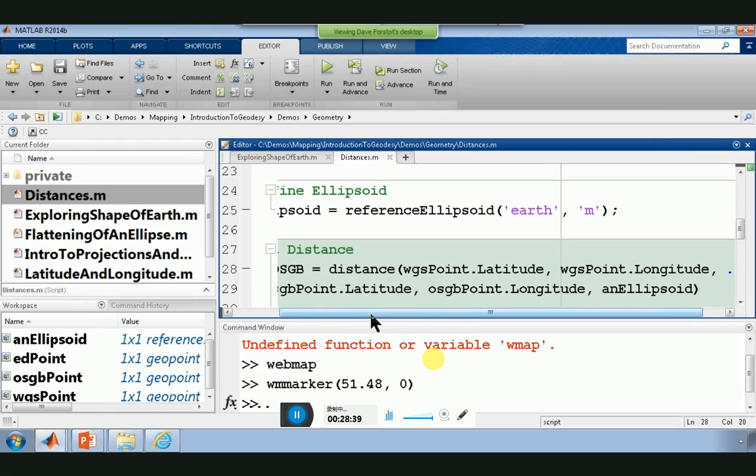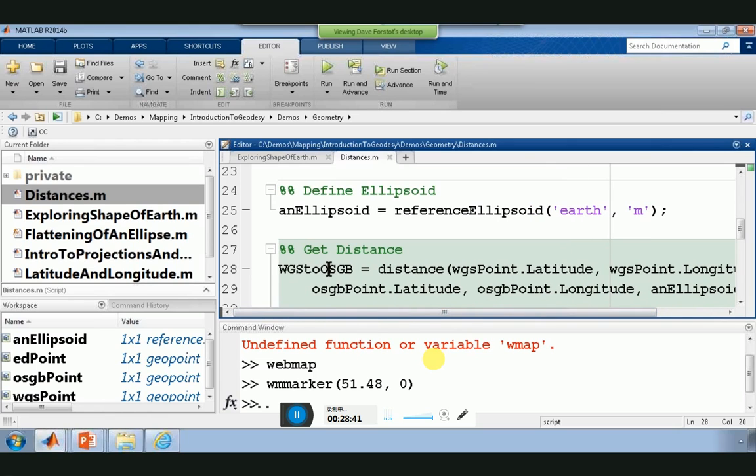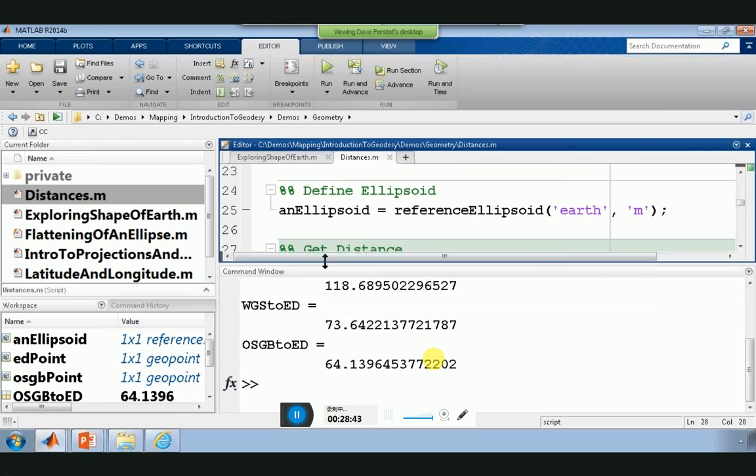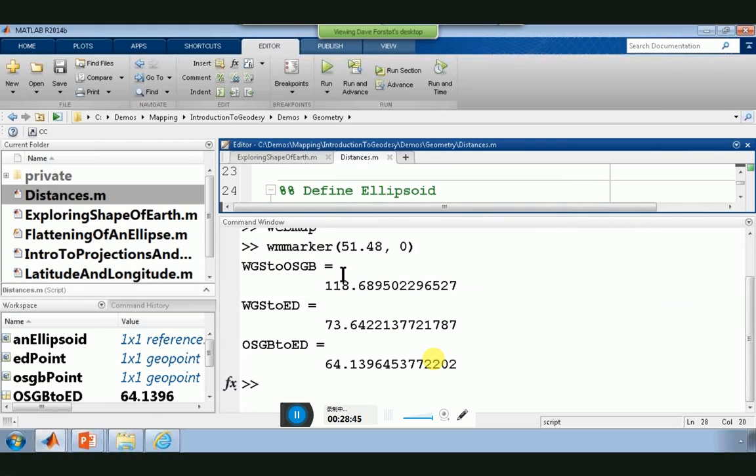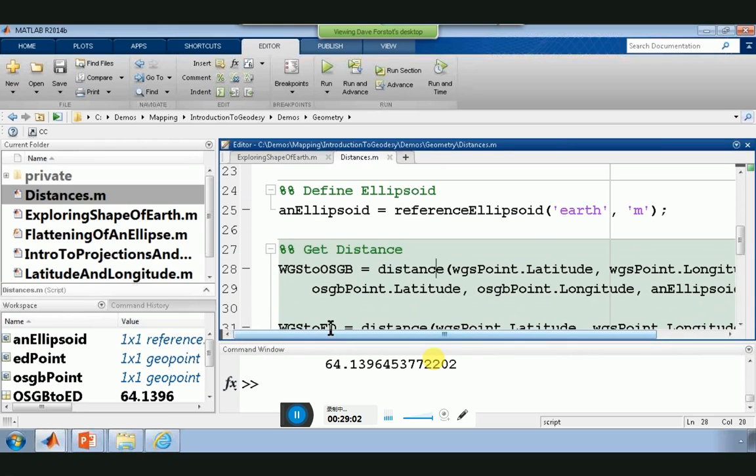And when we calculate the distance between two of those points, it was 118 meters between the pair that were in the WGS datum and the OSGB datum. The WGS to ED, the European datum, was 73 or 74 meters. That's a significant distance, and that's not up at the poles.